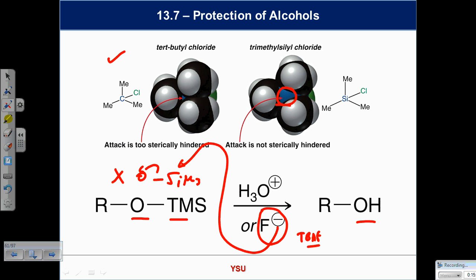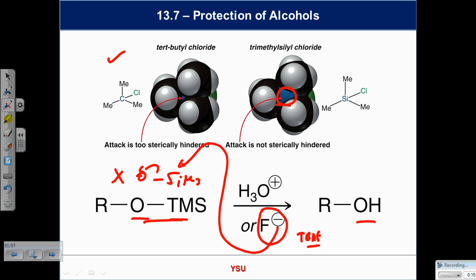TBAF, I'll explain the structure in a second, comes as a supposedly anhydrous mixture, but it's notorious for not being completely anhydrous, and that water that's in there will serve as an acid to give you the OH back. So thermodynamically, this is good, but Si-F is better. And sometimes you have to be careful, because if we use certain types of glassware, which contains silicon-oxygen bonds, the fluoride goes after the glass, starts eating away the glass, starts etching the glass, and you have to be careful what type of glass you use.